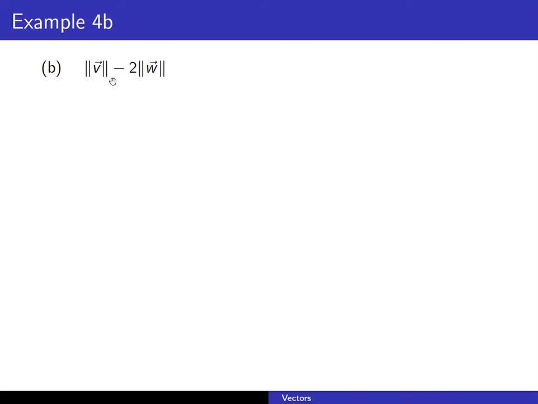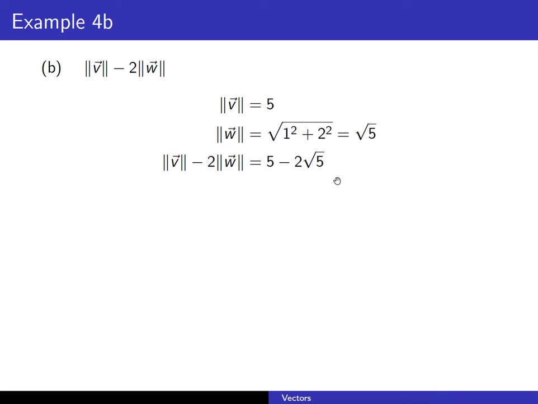All right, part B. Take the magnitude of vector v and subtract 2 times the magnitude of w. We found the magnitude of vector v to be 5. Magnitude of w, we'll do 1 squared plus 2 squared, which gives us the square root of 5. So we have 5 minus 2 times the square root of 5. And that's it. We can't simplify that at all. It's as simple as it's going to get. It's in exact form. If you wanted to estimate it, you could type it into a calculator. But as far as exact, simplified answers, 5 minus 2 times the square root of 5.